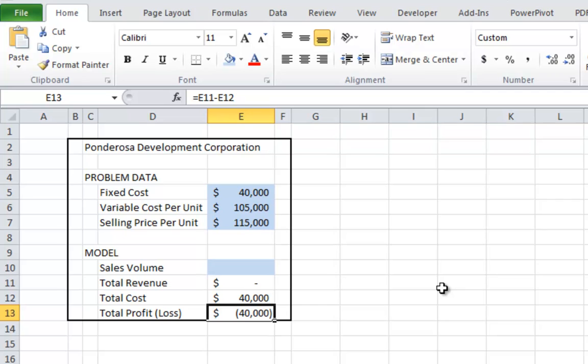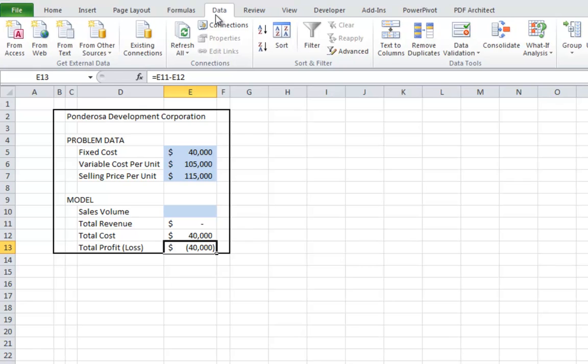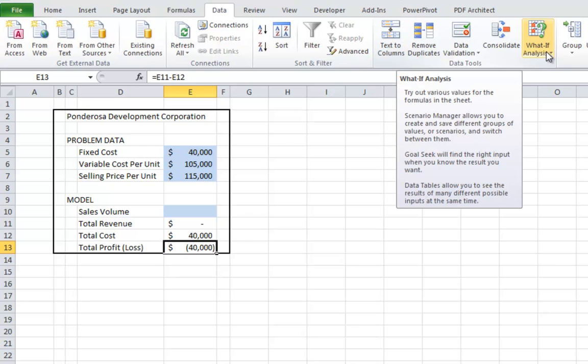So to use Excel, here we're going to use the GoalSeek that comes with it automatically. If we go up to the Data tab, what you're seeing here is Excel 2010, just so that you are aware of that. I go up to the Data tab, and then over at the What-If Analysis, if I mouse over top of that, a tooltip pops up. The one I'm interested in is GoalSeek. It says GoalSeek will find the right input when you know the result you want. I know the result I want. I want my total profit and loss to be equal to 0.